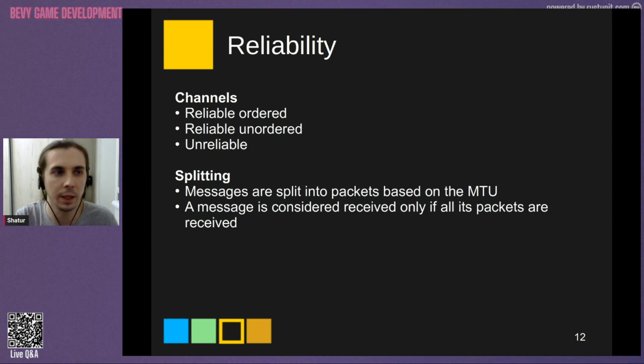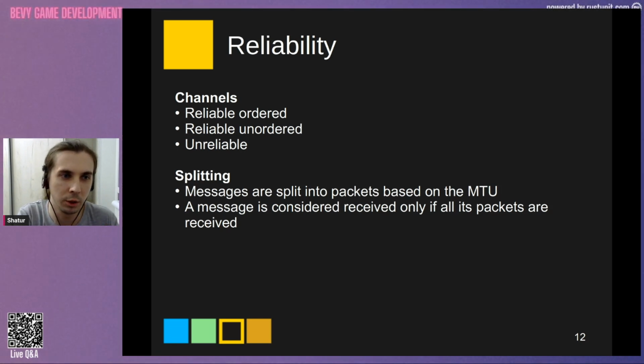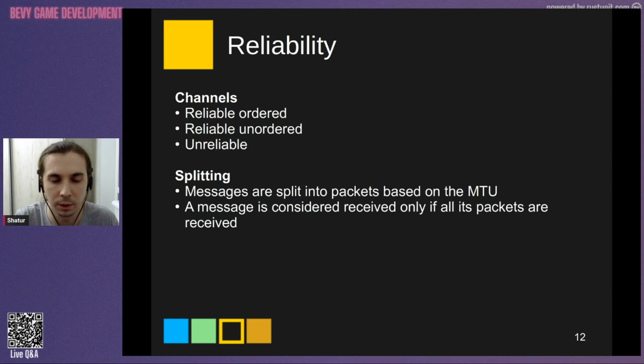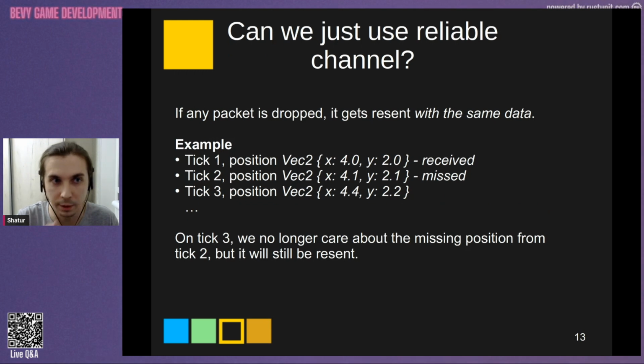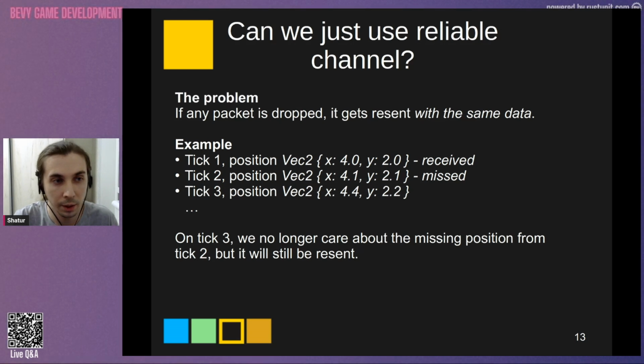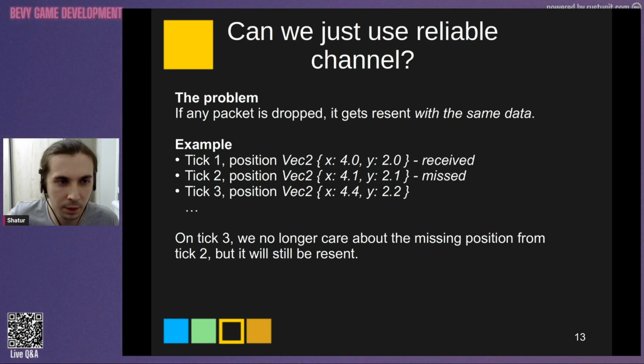So how are we doing it internally in Replicon? A naive assumption would be that we can just use the reliable channel because we don't want our updates to be missed, right? But it's not that simple. Let's take a look at the next slide. Here is the problem. If any packet is dropped, it gets resent with the same data. The issue with that is that when you do replication, you don't care about old values. Usually you're only interested in the recent one.